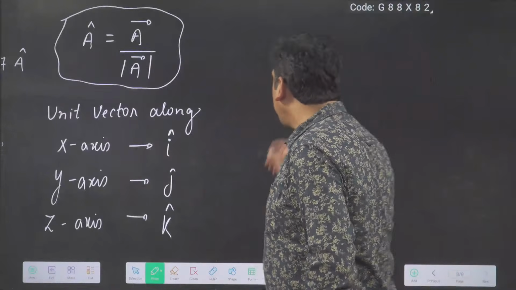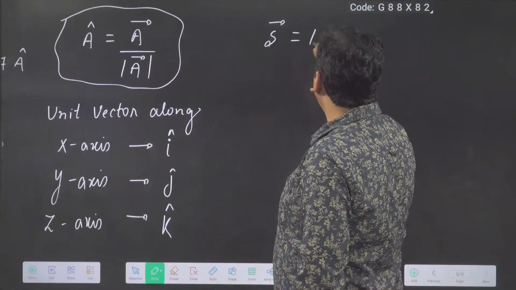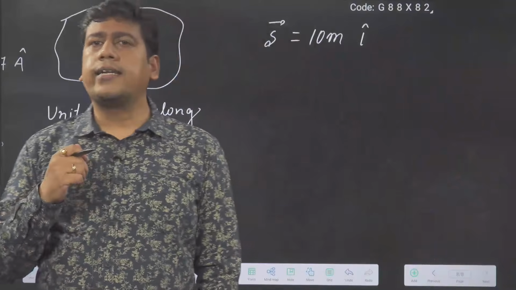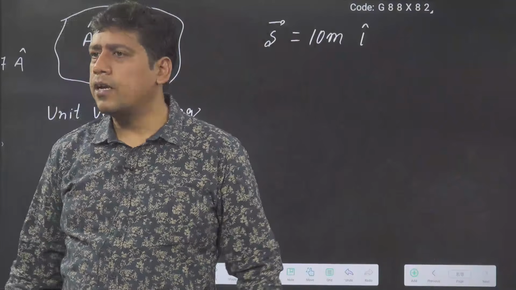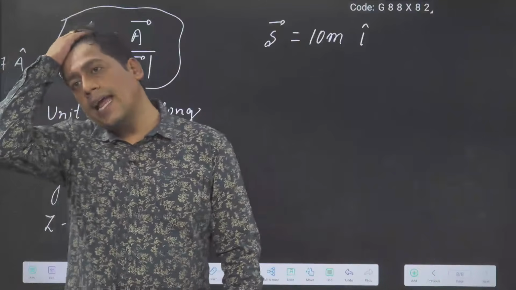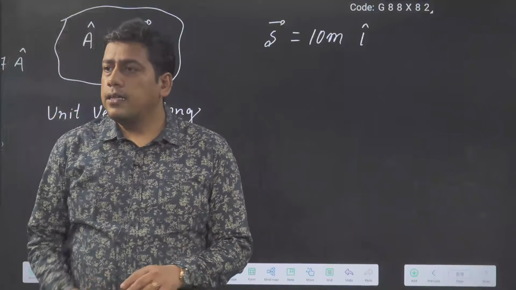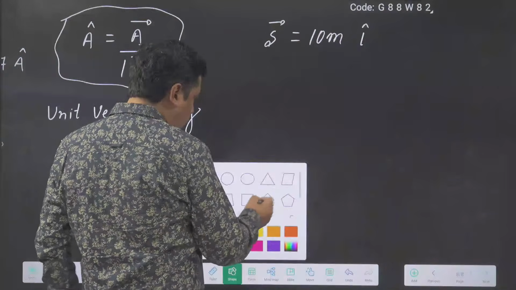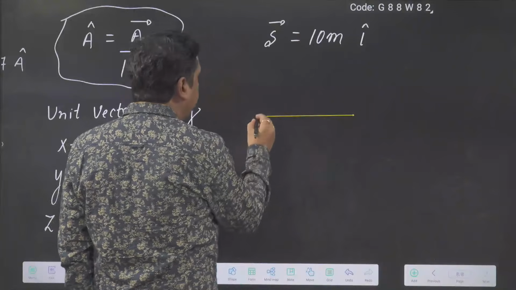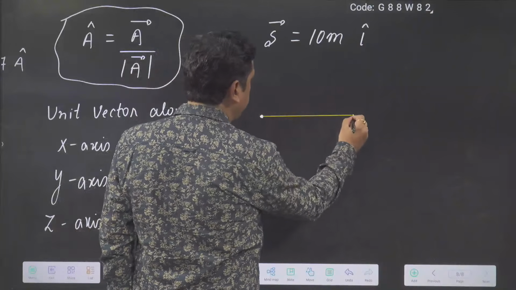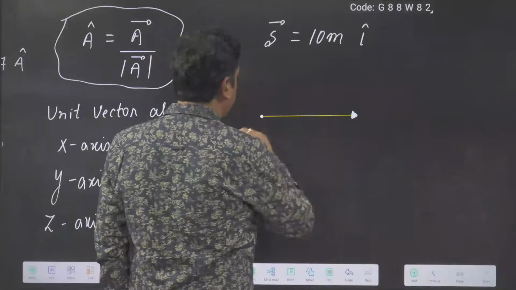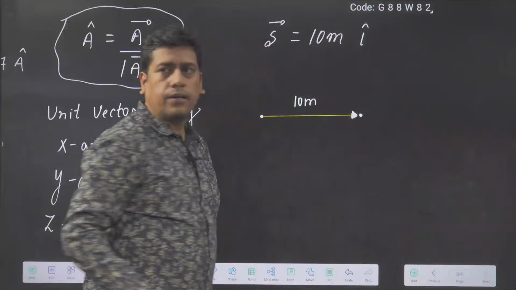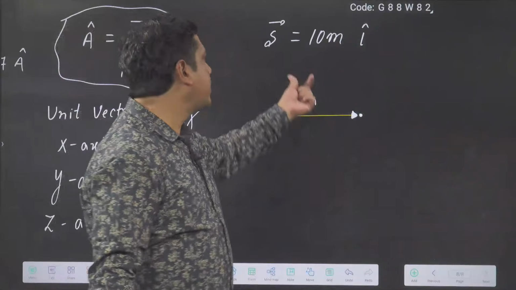If somewhere it is written that the displacement of a person is 10 meter i cap, what is the meaning of this? It means the person has started from some point, I don't know from where, and has moved 10 meter i cap. I cap is telling you the direction, and 10 meter is just telling you the magnitude.